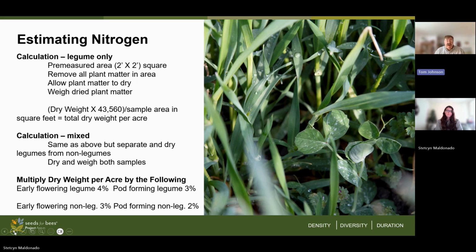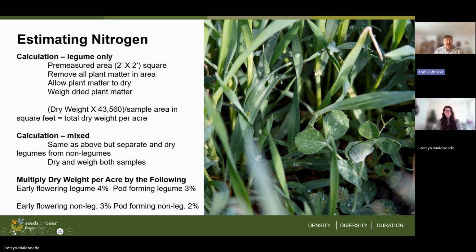You're going to take that dry weight and you're going to times it by 43,560, which is the square feet in an acre, divided by the sample area in square feet, which is teeny tiny. That's going to equal your total dry weight per acre. It's going to be an estimate even though you took 6 samples out of it. It's still going to be kind of an estimate.